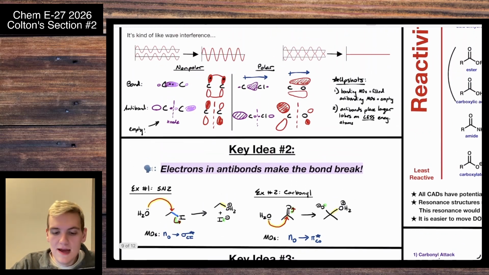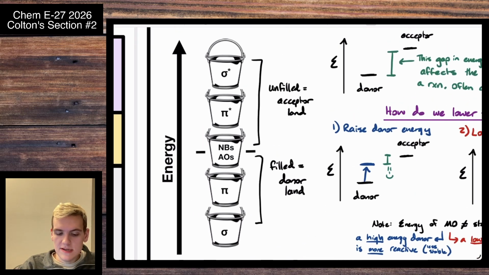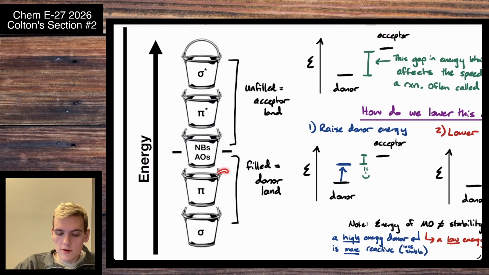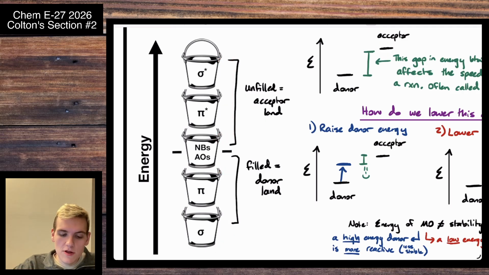But, okay, so we have the idea of there are these antibonds. When we put electrons in the antibonds, we break bonds. So the next big idea is the energy levels of these molecular orbitals are really critical for the reactivity. Generally speaking, we say that bonding orbitals are low in energy, antibonding orbitals are high in energy because they have those nodes, they don't want to exist. And then in the middle are non-bonding orbitals. And specifically, sigma is lower in energy than pi, then we have non-bonding, pi star, sigma star.